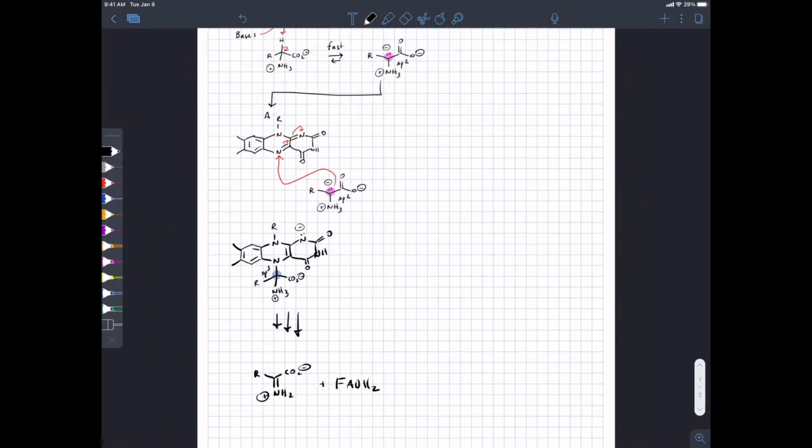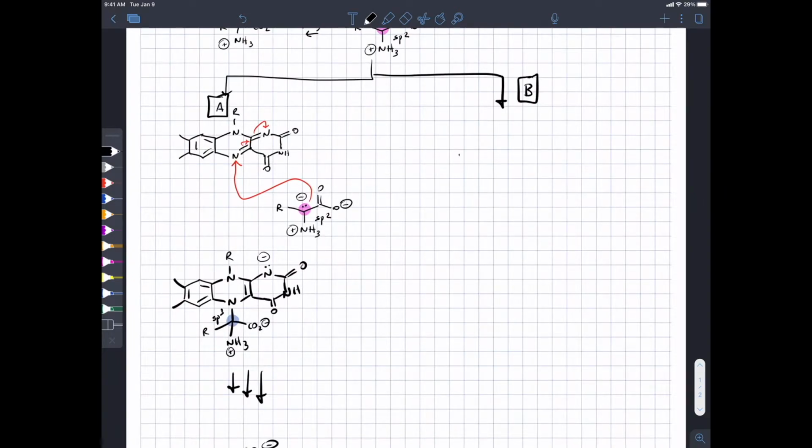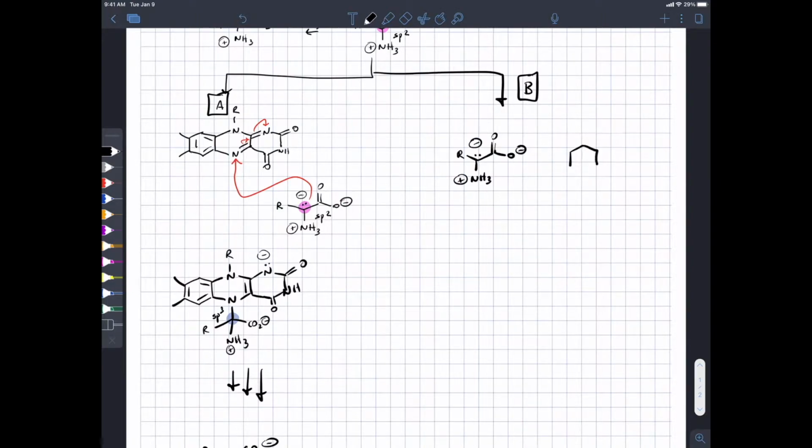And then a second pathway, so this was pathway A, a second pathway B involves something really weird, and this is kind of hard to draw a mechanism of, but this involves single electron transfer from the amino acid to FAD. And how does that happen, and why does it happen? I don't know. Presumably the reduction potential of FAD is such that you could add a single electron to it.